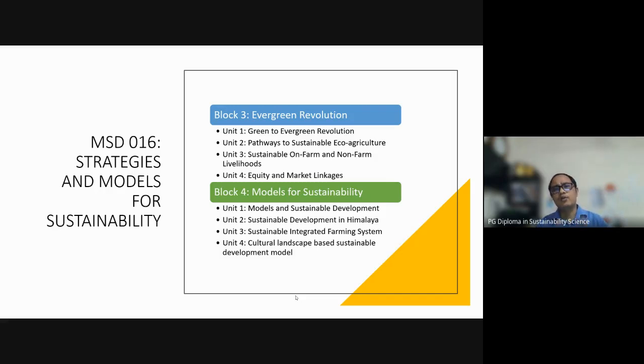Then block 4, we are going to look into some of the models, considering India's geographical landforms. We have taken 3 important geographical regions. One is the successful model already implemented by the Institute of Himalayan Environment and Development in the Himalayan region. Then another is the coastal areas, a sustainable integrated farming system implemented as a success story by the MS Swaminathan Research Foundation. And a cultural landscape-based sustainable development model in northeastern India that is implemented by the organization NEPED in Nagaland. So these are a few of the case studies.